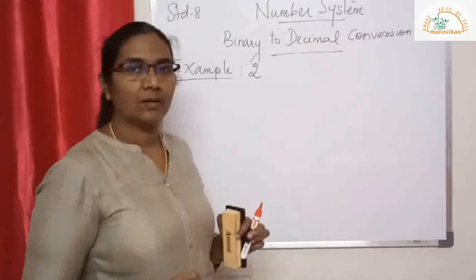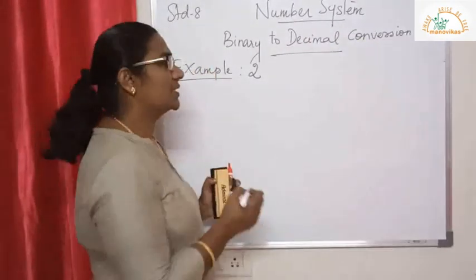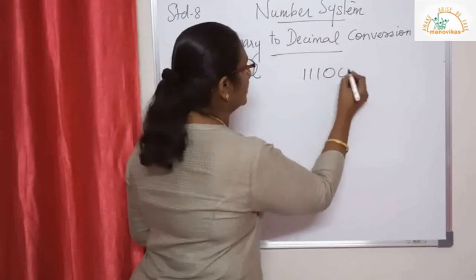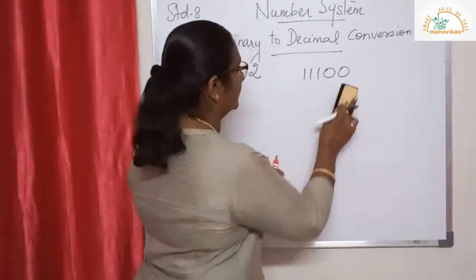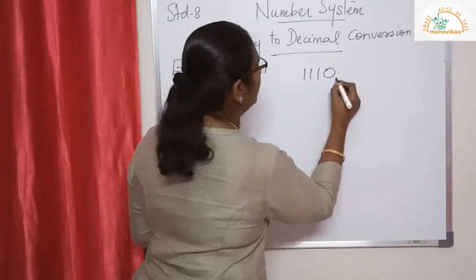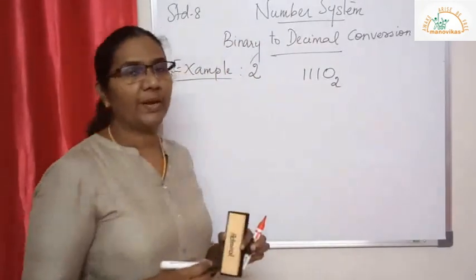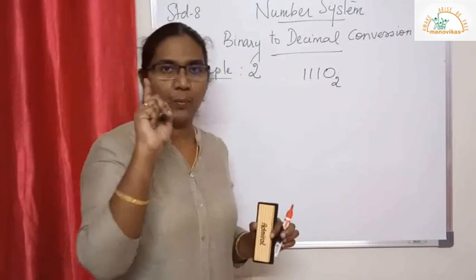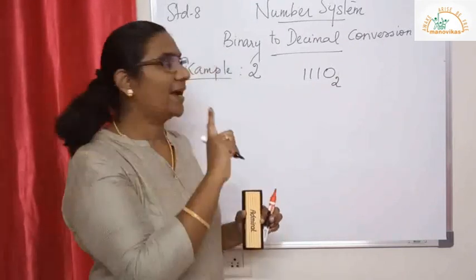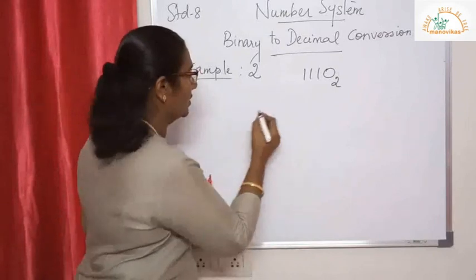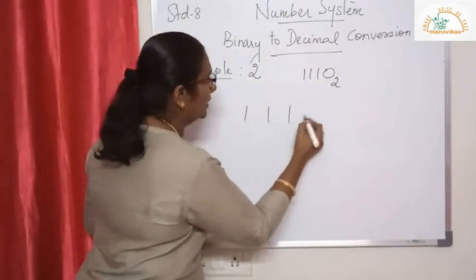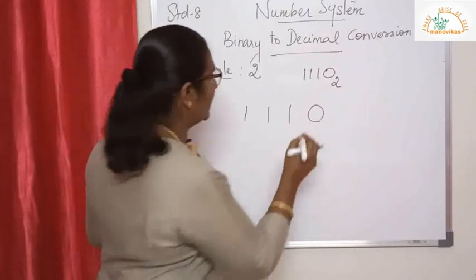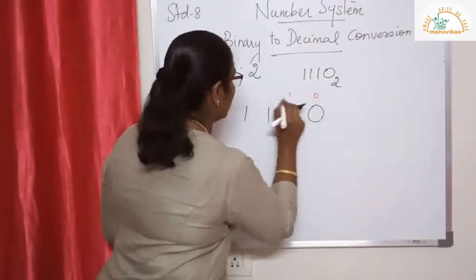Example 2. Next example, let's take 1, 1, 1, 0. This is your next example. There are 4 digits. Step number 1, I said write all the digits. That is 1, 1, 1 and 0. Step number 2, I said write its position.